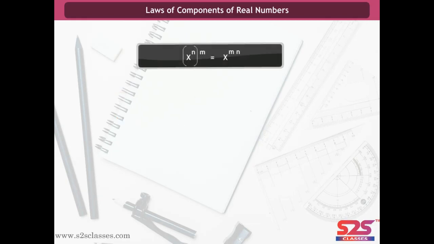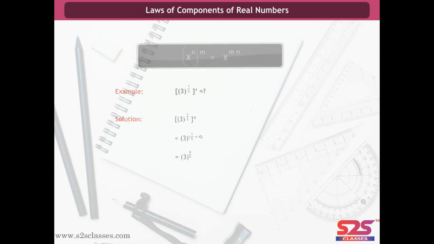Now the third law is x raised to the power n, raised to the power m, is equal to x raised to the power m into n, or x raised to the power mn. Let us see some examples. 3 raised to the power 1 by 5, raised to the power 4, is equal to 3 raised to the power 1 by 5 into 4, or 3 raised to the power 4 by 5.